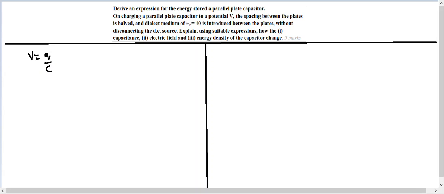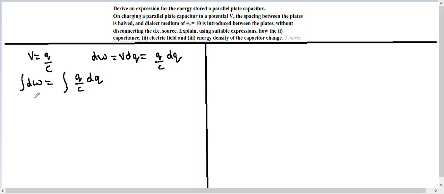Now the work done in giving additional charge dQ to C is dW, which is equal to V into dQ, and then putting the value of V, we can say that dW is equal to Q by C into dQ. So the total work done, it's simple, we're just going to integrate the two. That is the integration of Q by C into dQ. So the work done will be from 0 to the total work done, capital W, and Q from 0 to capital Q. And C would be constant.